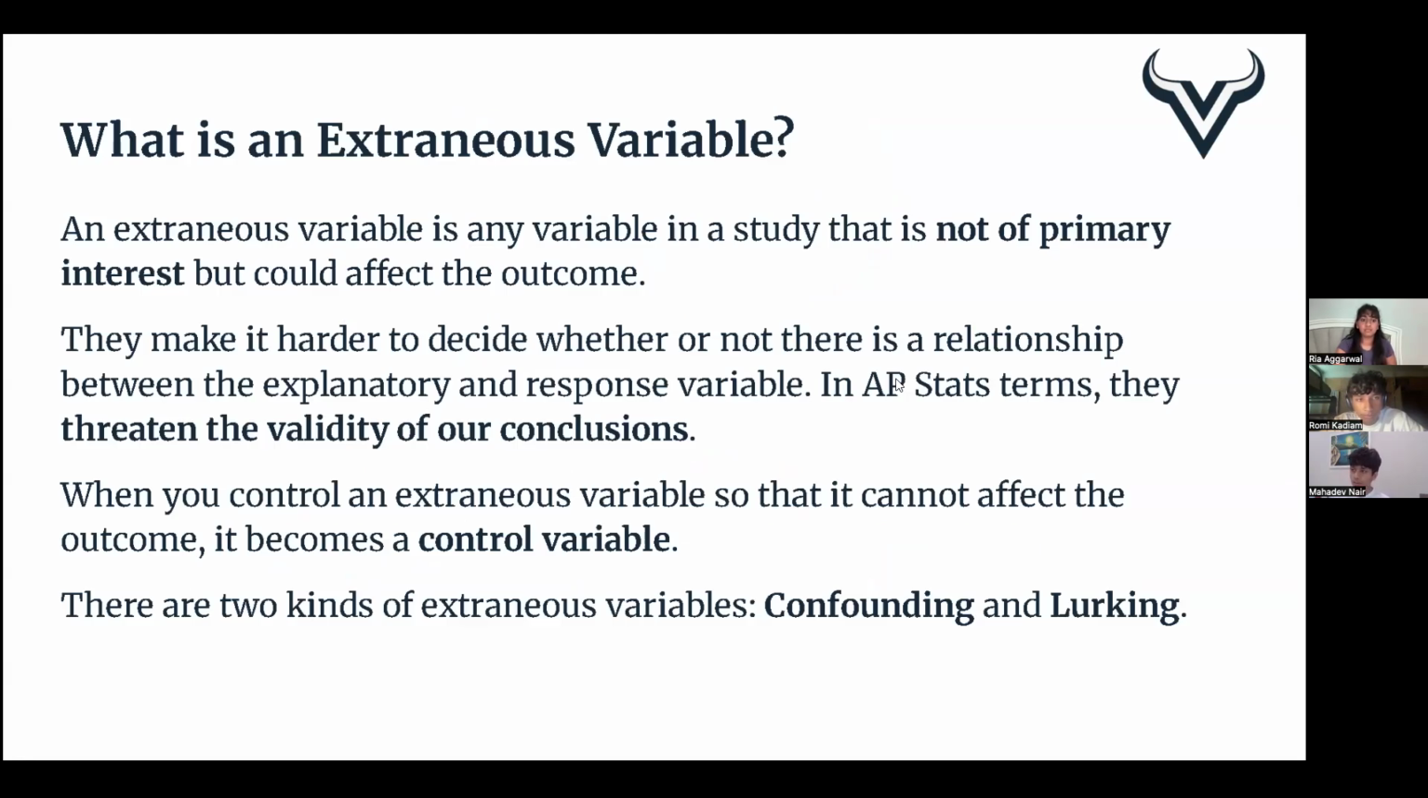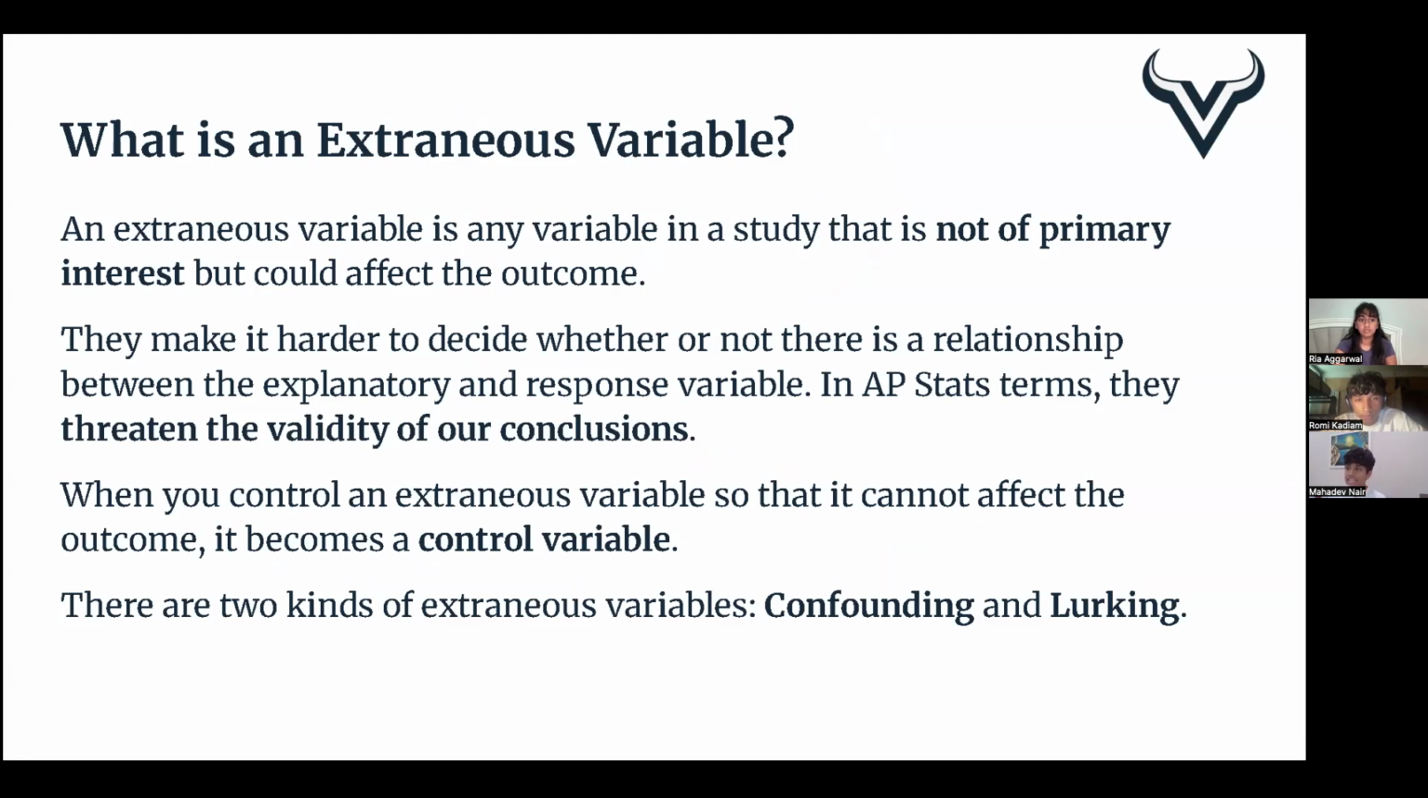An extraneous variable is any variable that isn't the main focus of the study, but can still influence the outcome. That's a problem because it makes it harder to tell whether the relationship we see between the explanatory and response variable is real or not. In AP Stats terms, these variables threaten the validity of our conclusions. They can make us draw the wrong conclusions about cause and effect.